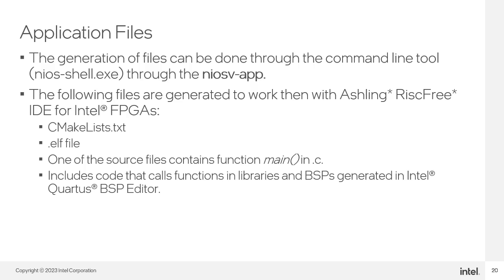You will use the Nios V app with the command shell. To work with the files and Ashling RiscFree IDE for Intel FPGAs project, you will need the generated files and one of the source files that contains function main. This includes code that calls functions in libraries and BSPs generated in Intel Quartus BSP editor.